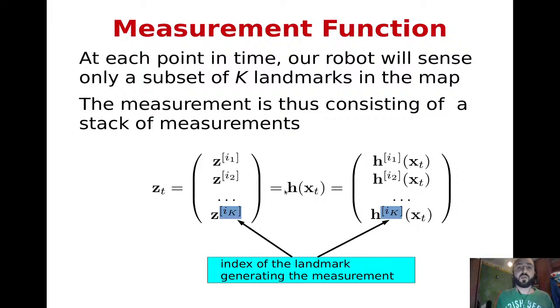So what we will do, if we have multiple observations about the landmarks, is just stack these observations in a gigantic vector. So our prediction will be a prediction related to a certain subset of those landmarks. And k is the number of landmarks that we observe at each point in time. Okay, it might be different at different timestamps.